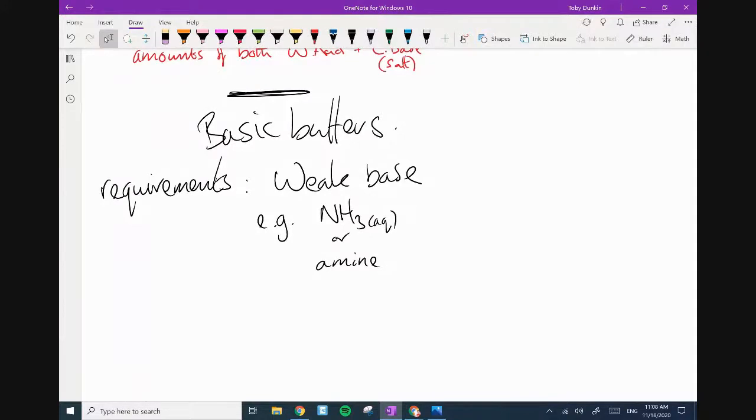Mr. Duncan, you said that the acid dominates and pulls the pH down over the conjugate base. Why exactly is that?